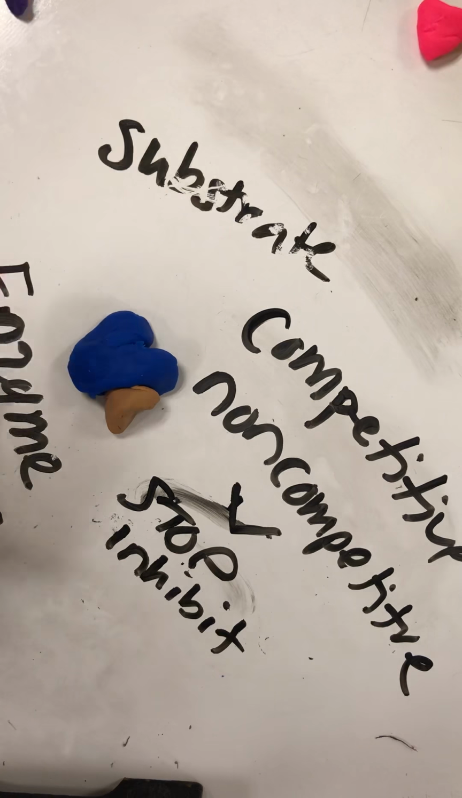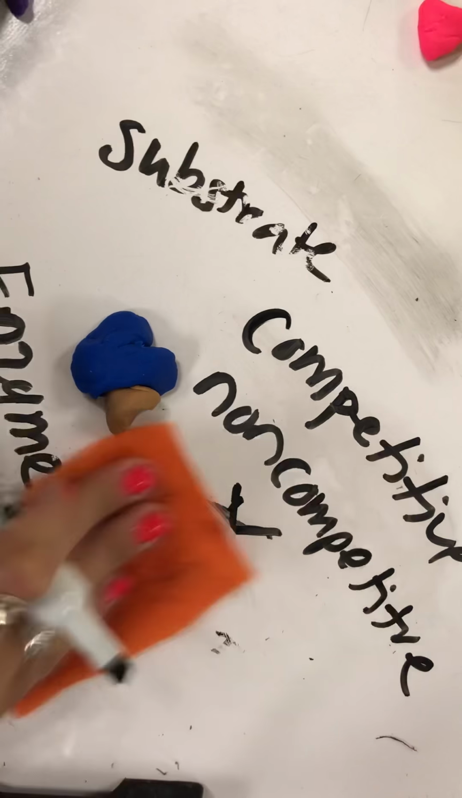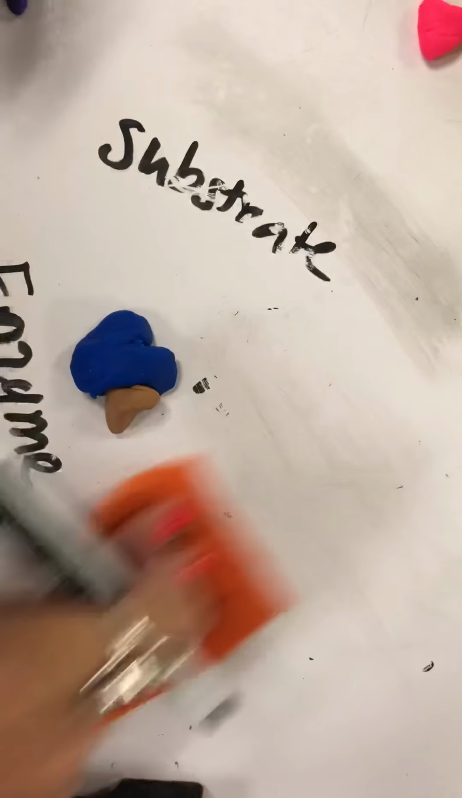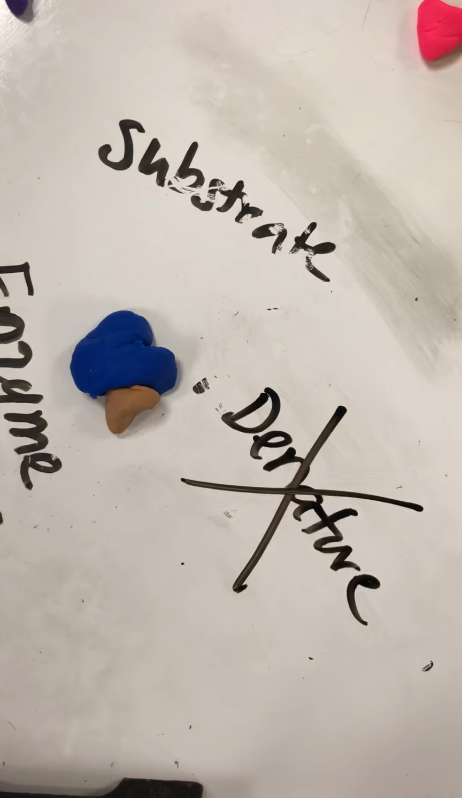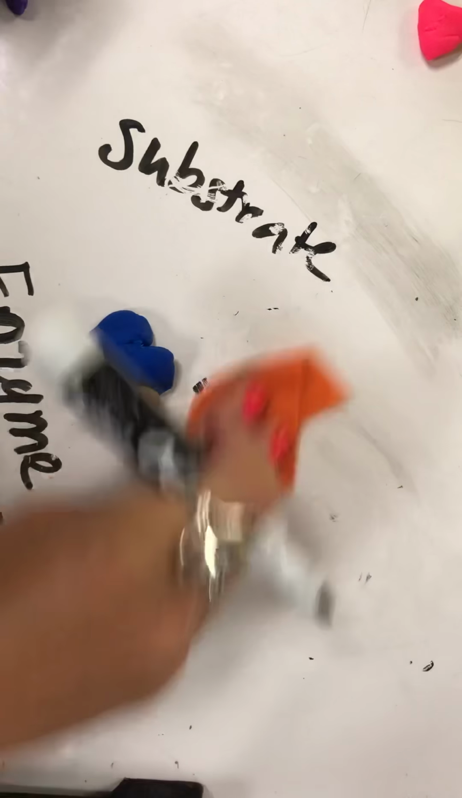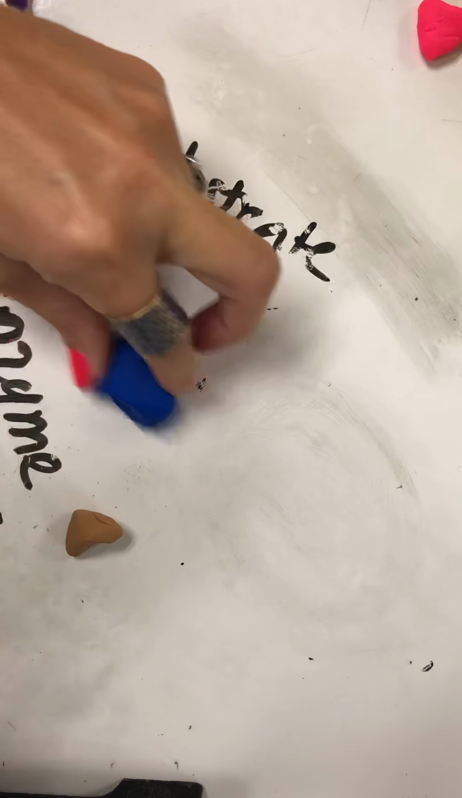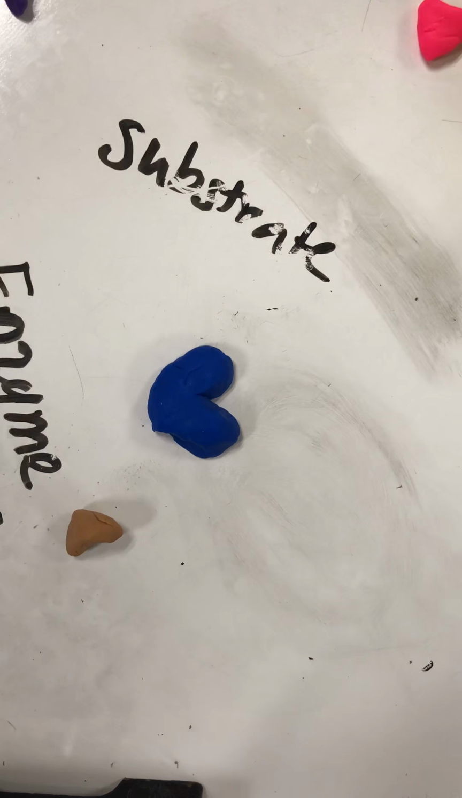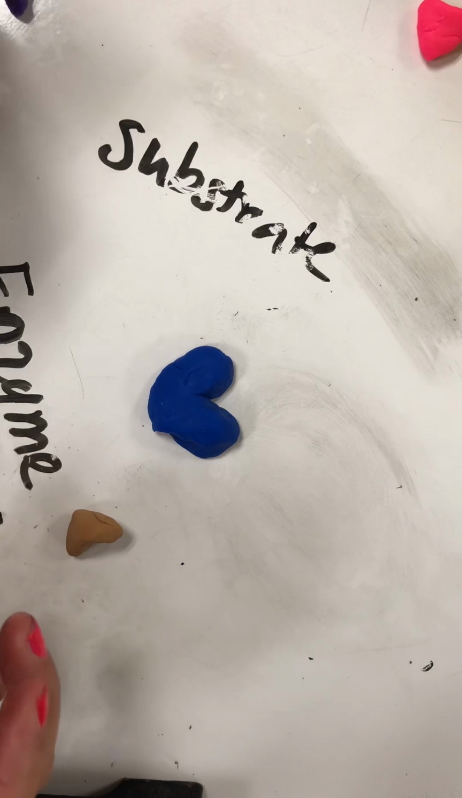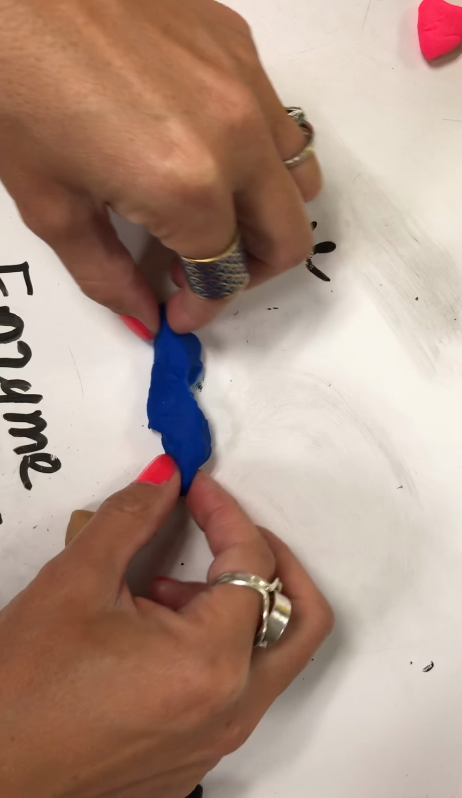This right here, I want to point out, this non-competitive inhibitor is not the same as denature. That's not the same. All this did was change the shape. When we talk about denature, this is a protein that was formed by the interactions of R groups and stuff. And if you talk about denature, that's when the molecule is exposed to too much heat and it begins to unravel.